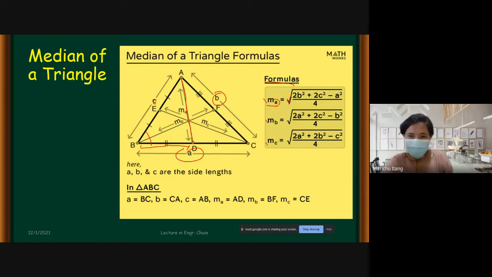So whatever is needed, for example, if you are required for A, then we write minus A squared. If your target is to determine the median at B, then you just write minus B squared. Same is true with C, then minus C squared. So the formula is square root of 2A squared plus 2B squared minus C squared, all over 4. So take note of the formula. Again, A, B, and C are the lengths of the sides of your triangle. We have the square root of 2B squared plus 2C squared minus A squared, all over 4. You can take a screenshot of this formula.